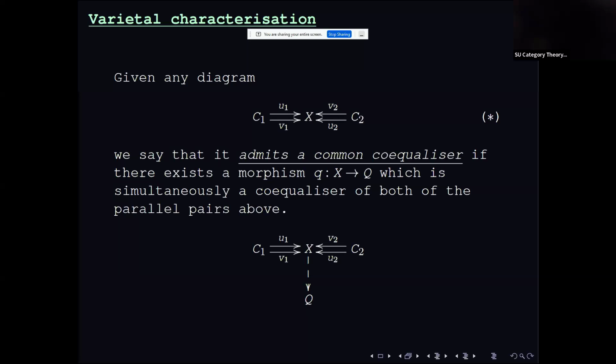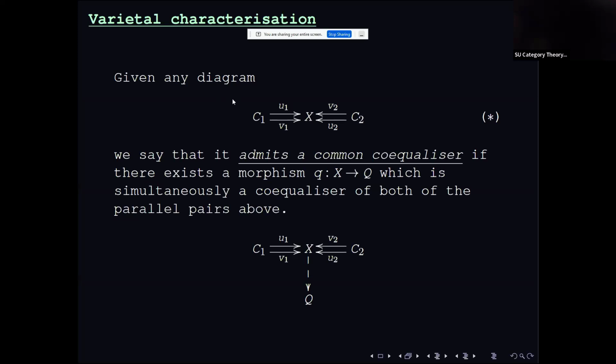Okay, so the first thing to do is to describe the varieties of algebras where the condition is satisfied. And the varietal characterization is the conjunction of two conditions. The first condition is something I'm going to describe now.